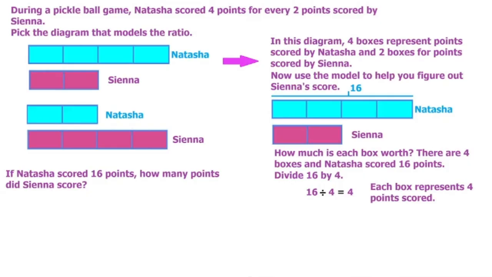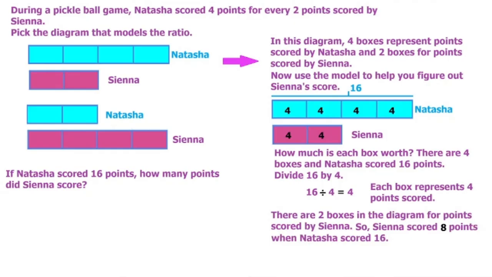Okay? So now there are 2 boxes in the diagram for points scored by Sienna, right? We know this is 16, 4, 8, 12, 16, right? So now we just need to figure out how many points Sienna scored. So she scored 8. 4 times 2 is 8. So Sienna scored 8 points when Natasha scored 16. And that's the end of that problem.